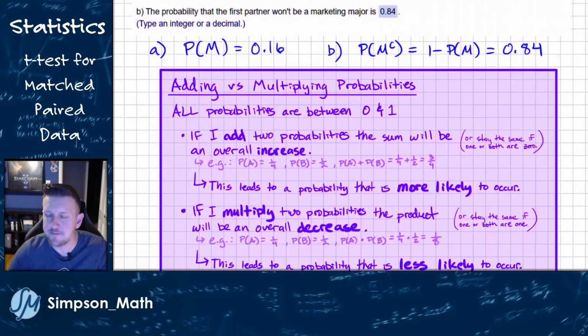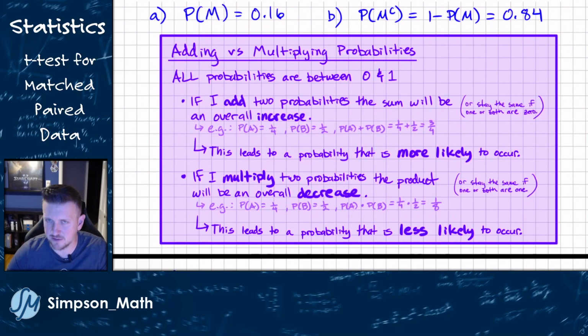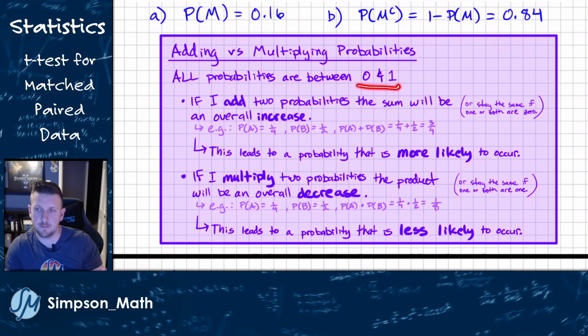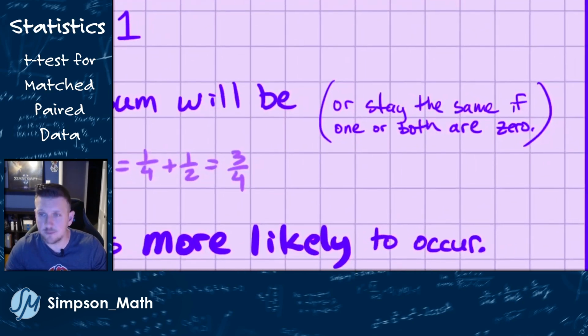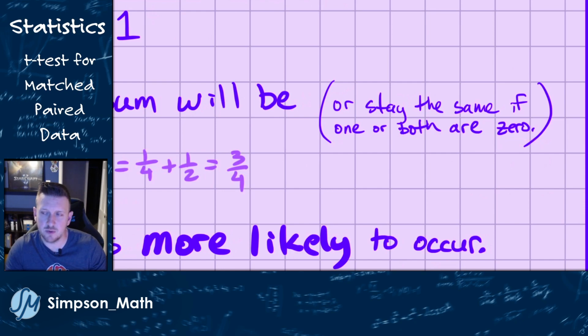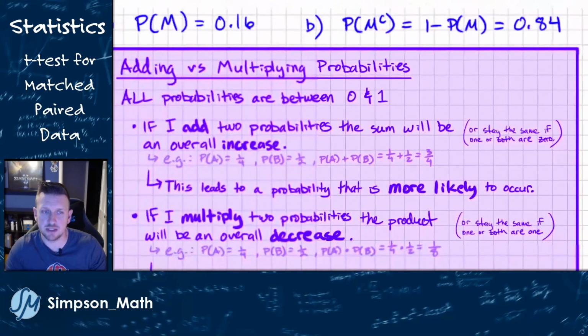All right, moving on. I'm going to need to talk a little bit about adding versus multiplying probabilities. Just a reminder, all probabilities are between 0 and 1. That's kind of our baseline. If I take two probabilities and add them together, that sum will be an overall increase. It will be bigger than both of them. It will be an increase because there are no negative numbers. It's all numbers between 0 and 1, so it will get bigger. Or, fine print, stay the same if one or both of them are 0. If one of those probabilities is 0, then obviously it won't get bigger. It'll just stay the same.